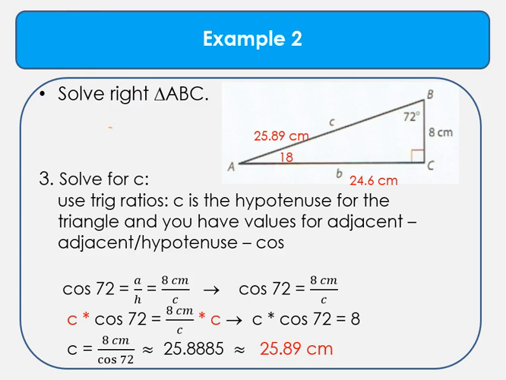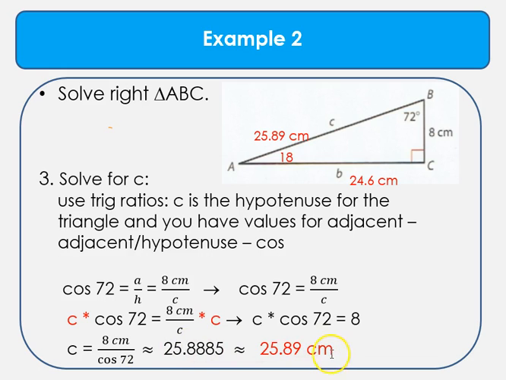As in any algebra problem, you can divide or multiply the items that you need to remove from what you're solving for. In this case, we have a full value here. Cosine 72 is one value. So we will divide both sides by cosine 72. And this will leave us C equals 8 centimeters divided by cosine 72. Now, how do you do that?